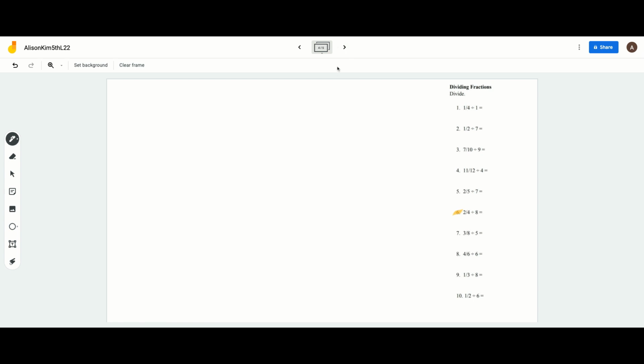Now let's move on to dividing fractions. We're going to do number 6 together. Number 6 gave us 2/4 divided by 8. So there's a rule for dividing fractions. The dividend is always going to stay the same. So we're going to keep 2/4. But the operation, the division symbol, is going to turn into the multiplication symbol. And the divisor is going to turn into its reciprocal. And reciprocal just means opposite. And 8 is the same thing as 8/1.